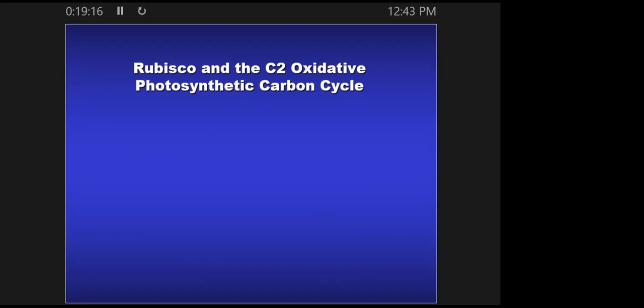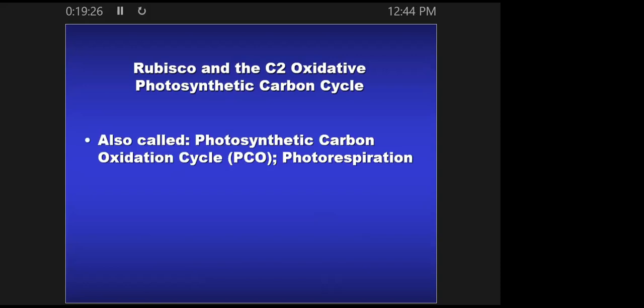Instead, some people call it the C2 oxidative photosynthetic carbon cycle. It's also called the photosynthetic carbon oxidation cycle, which nicely abbreviates down to PCO, which is what I prefer to call it, because I like the PCO word. I don't like to keep saying photosynthetic carbon oxidation cycle. So the PCO cycle, some people call it photorespiration. And I'll try to explain why they call it that as we work through this. But the upshot is Rubisco is not very stringent.